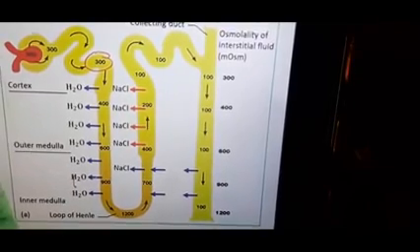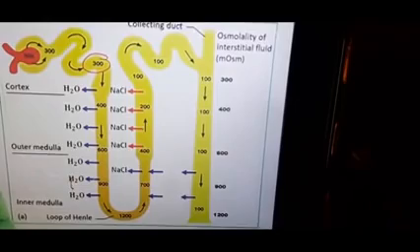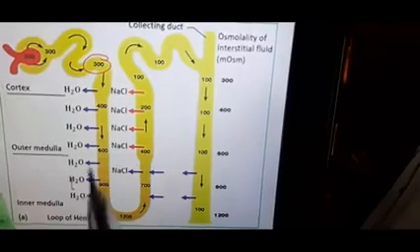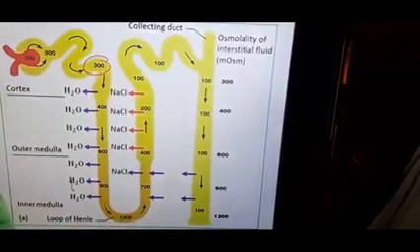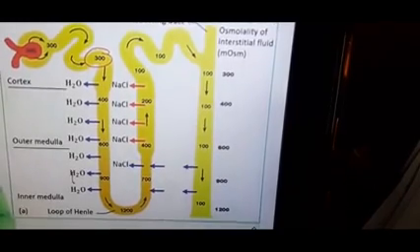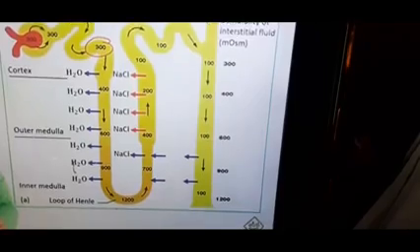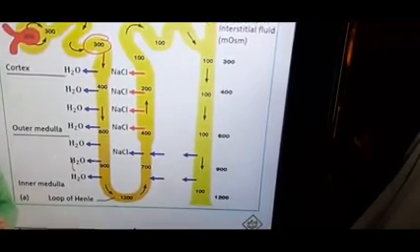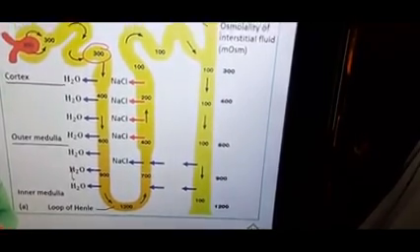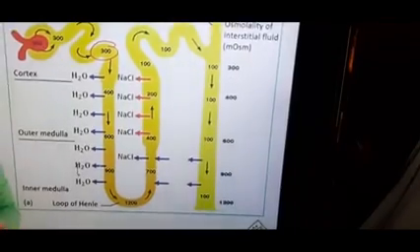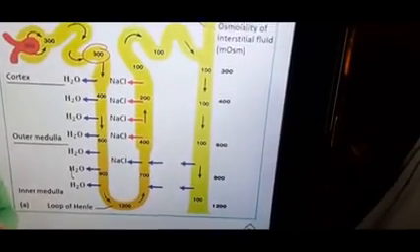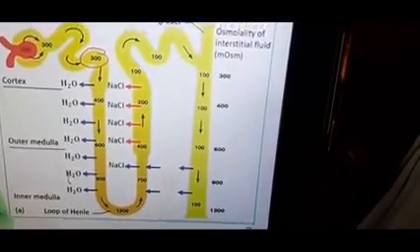The osmolarity of the interstitial fluid, as I have told, in the cortical region is about 300 milliosmoles and reaches up to 1200 milliosmoles at the tip of the pyramid in the medulla. Then this concentration gradient is essential. Now, why is this concentration gradient maintained? Because it is essential for the excretion of concentrated urine.